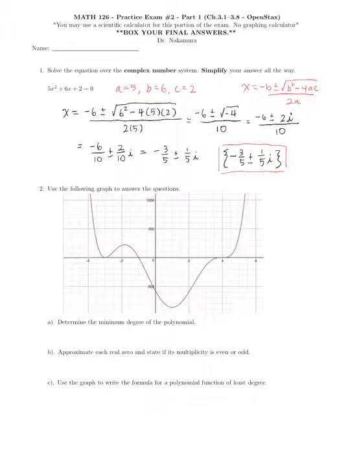All right, so now let's get down to number 2. Use the following graph to answer the questions. Let's go with A. Determine the minimum degree of the polynomial. Let me try to count the number of turning points, because the minimum degree of the polynomial is the number of turning points plus 1. So let me just write this down.